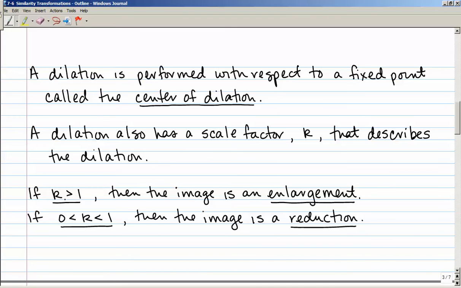If the scale factor K is greater than 1, then the image is an enlargement. If K is a number between 0 and 1, greater than 0 and less than 1, in other words, a fraction between 0 and 1, then the image is a reduction.